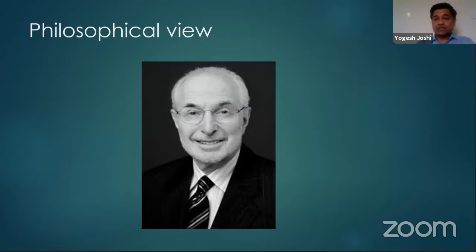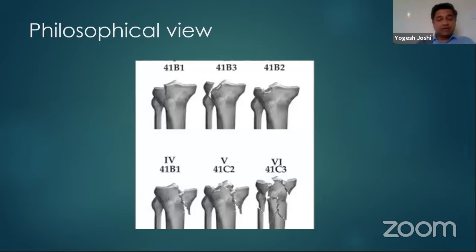Schatzker classified proximal tibial fractures, the tibial plateau fractures, on AP views of X-rays, and you all know the classification. Basically, type 1 is a split fracture. Type 2 is a split depression fracture. Type 3 is just depression, there is no split. So they are zero column fractures. That's what we call them nowadays.